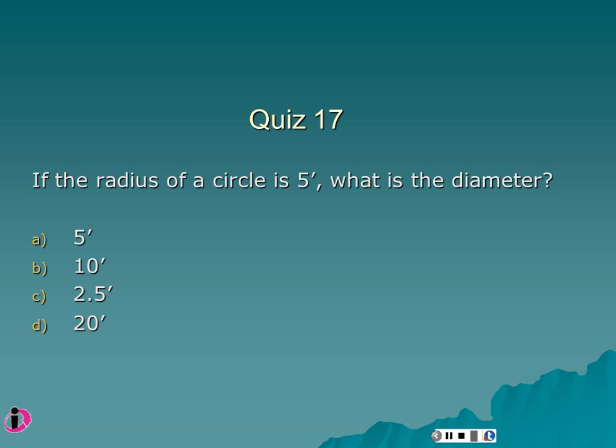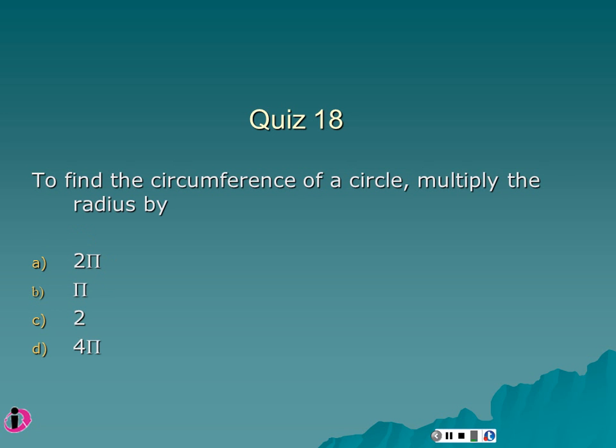Right, of radius, so that's 10 feet. Right answer is B. To find the circumference of a circle, multiply the radius by what? 2 pi. So the right answer is A, right? We multiply the radius by 2 pi and we multiply the diameter by only pi. This time the right answer is B because we multiply the diameter by pi.